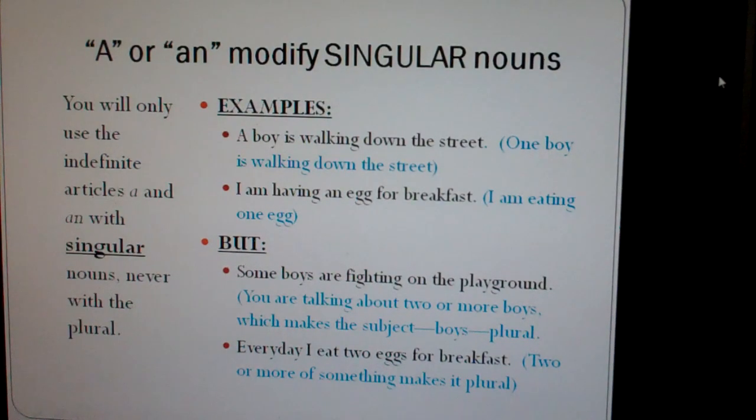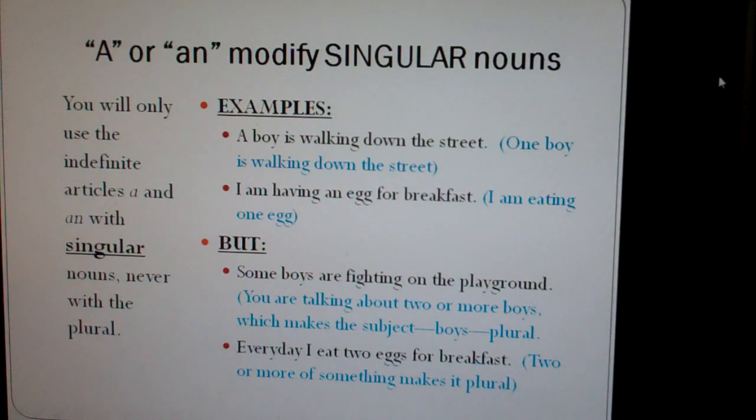A or an modifies singular nouns. You only use the indefinite articles a and an with singular nouns, never with the plural. Examples: a boy is walking down the street. One boy is walking down the street, not two or more. I am having an egg for breakfast. I am eating one egg, not two, not three, one.